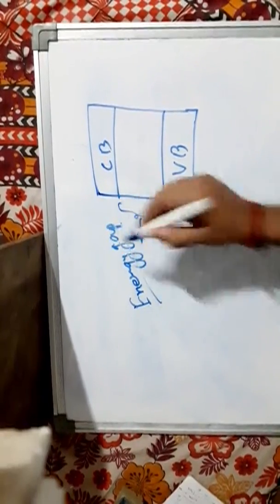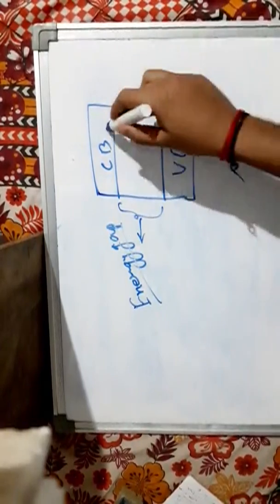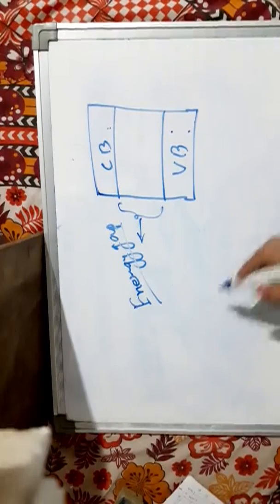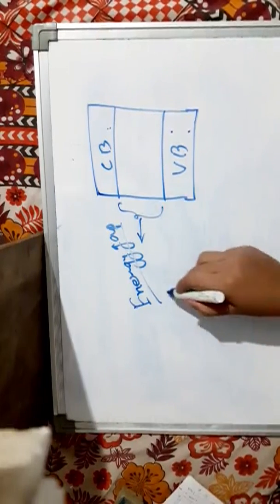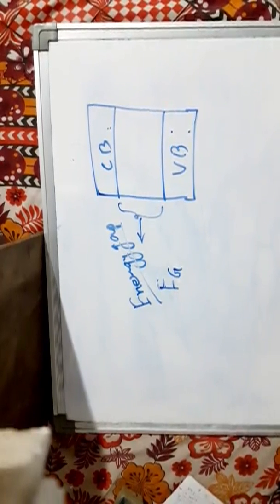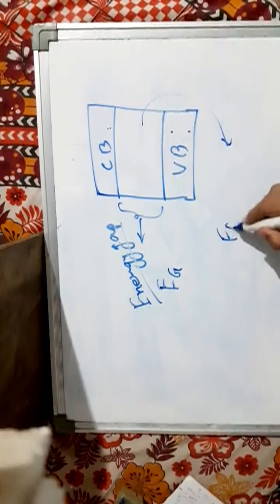The next topic is energy gap. Now what is the energy gap? The gap between two bands, that is the conduction band and the valence band, is known as the energy gap. This is symbolized as E suffix G. So this is one type of forbidden energy gap.